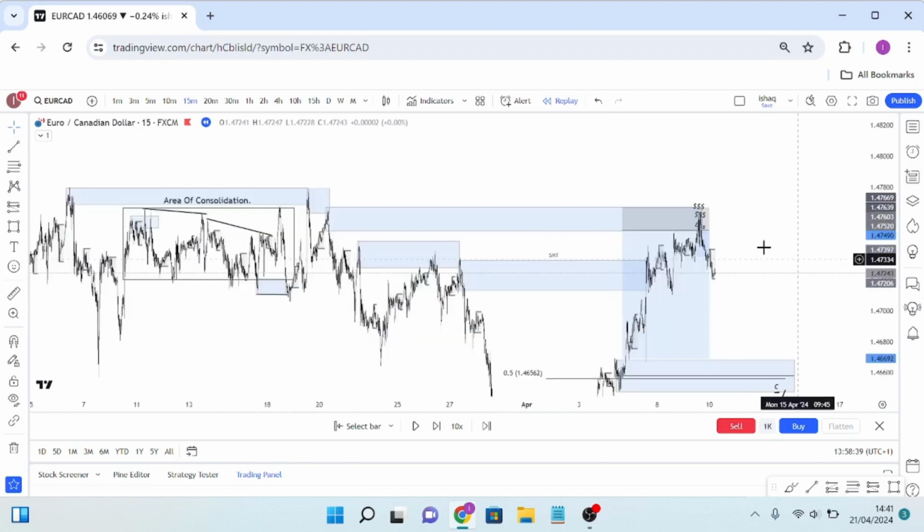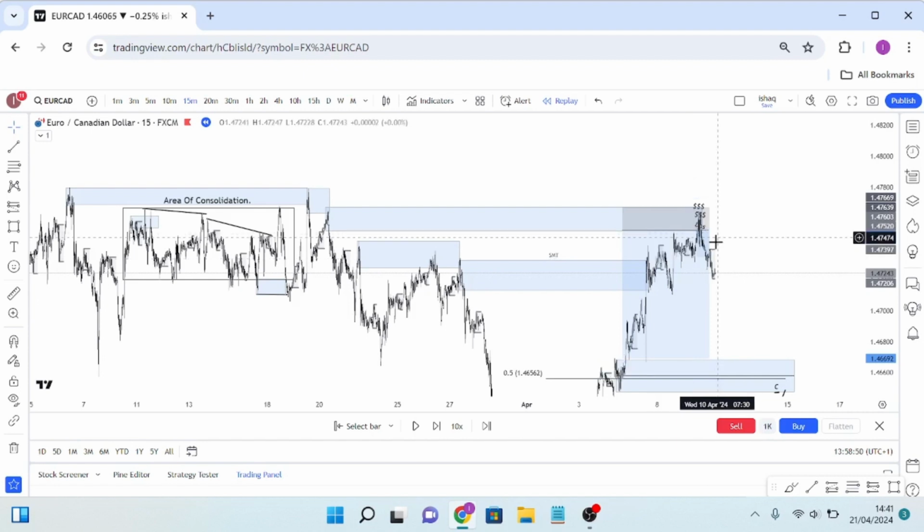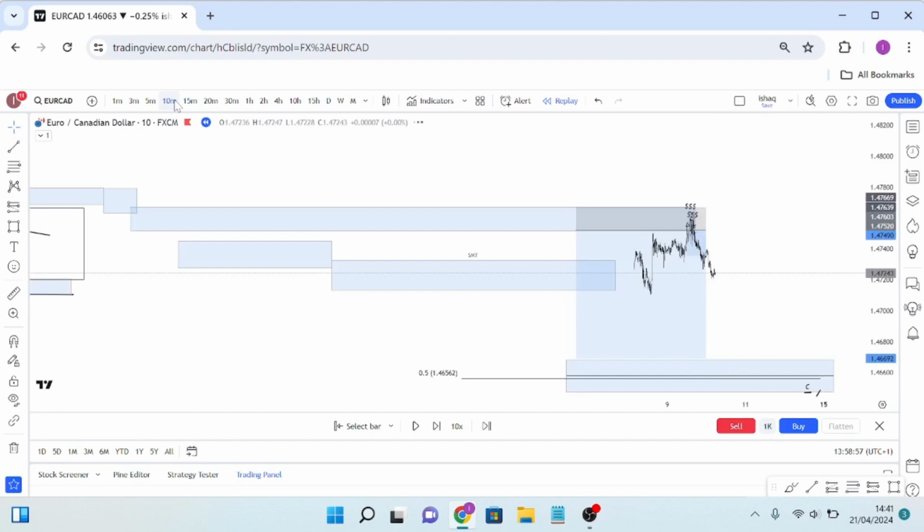Only 1 to 5. As I said, the higher pip stop loss reduces the risk. Compared to the lowest pip stop loss, it's less likely to get stopped out, as it gives the trade a bit more room to breathe. Market tap and gave us some respect.